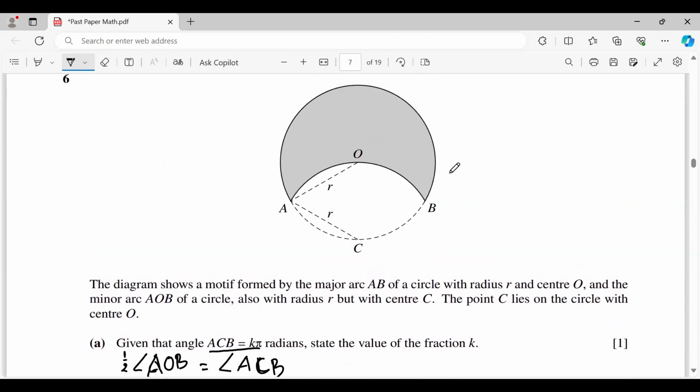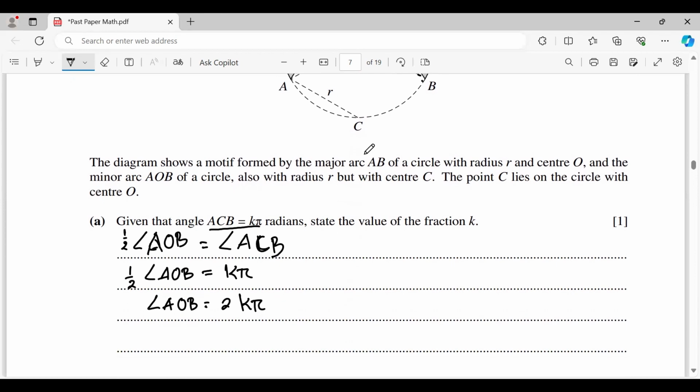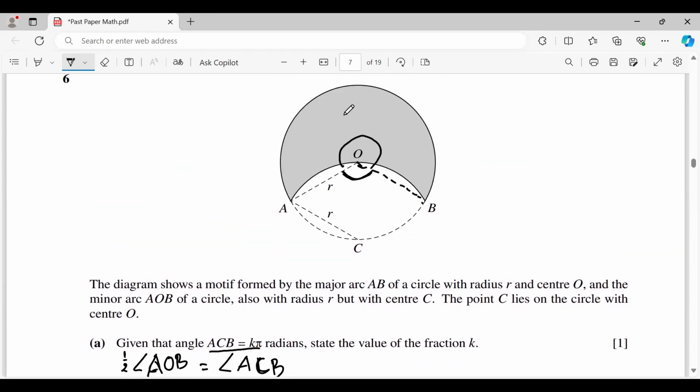So if this angle is K pi, we're going to create a radius here. It means this angle is 2K pi, right? So angle AOB is 2K pi.